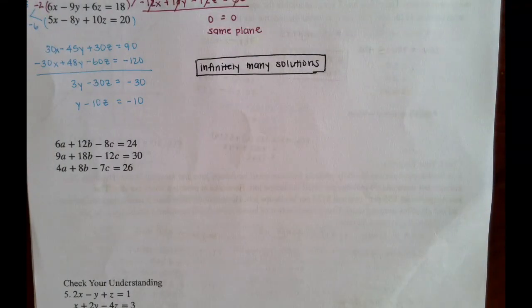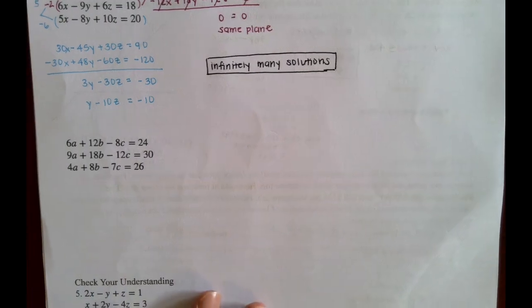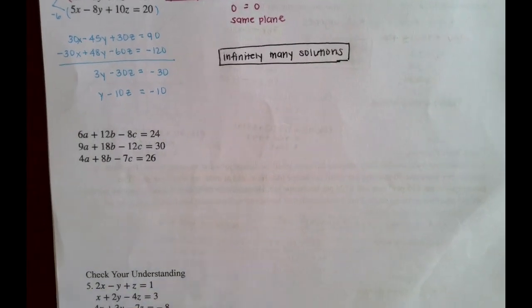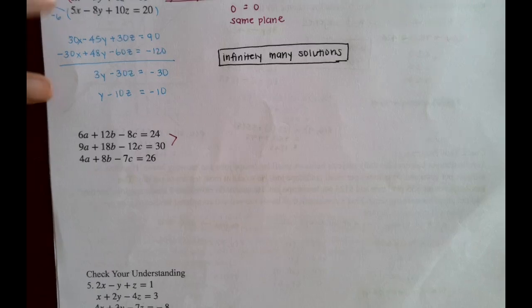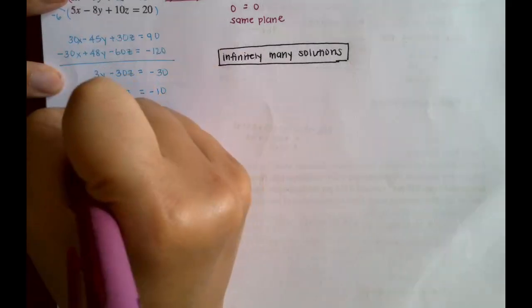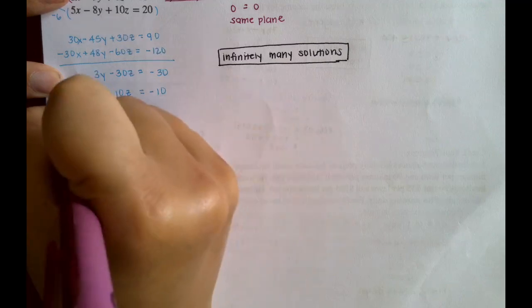Okay, so now let's do the third one here. Again, we're choosing to eliminate one of our variables. So let's start with the first one here. I'm going to eliminate A. 6 and 9, the least common multiple is actually 36. So this one I'm going to multiply by 6, and then to get this one to be negative 36, I'll multiply by negative 4.